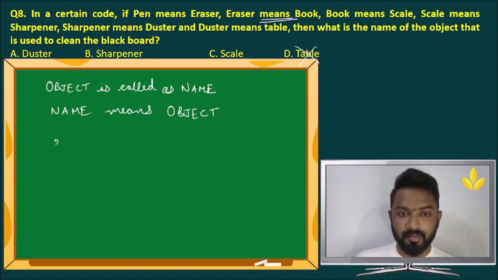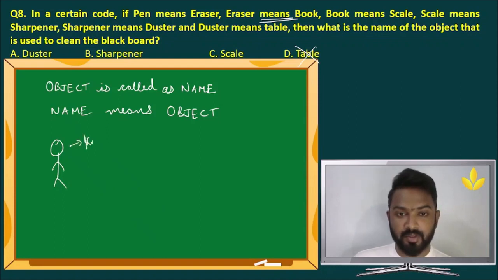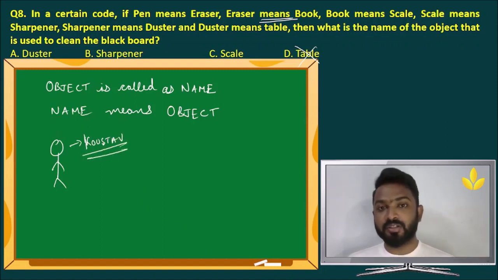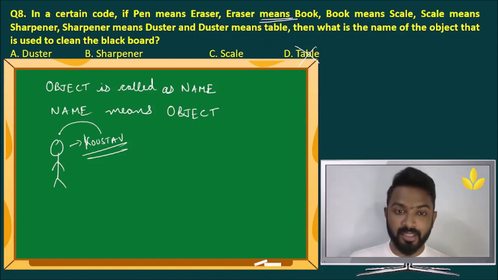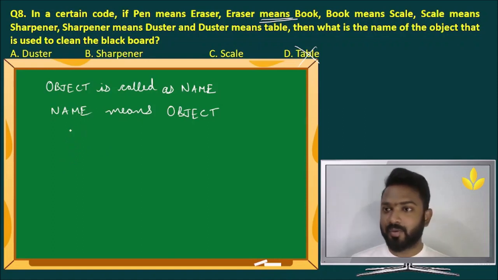For example, this is a human being, this is the object. This guy is called as Kaustav. So I am the object and this is my name. And if somebody asks Kaustav means who? Kaustav means this guy. Name means object. So "is called as" and "means" are two different things, opposite things to be precise. Now let's see what the answer is.